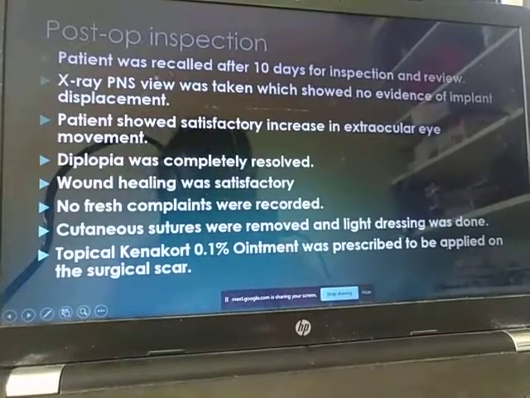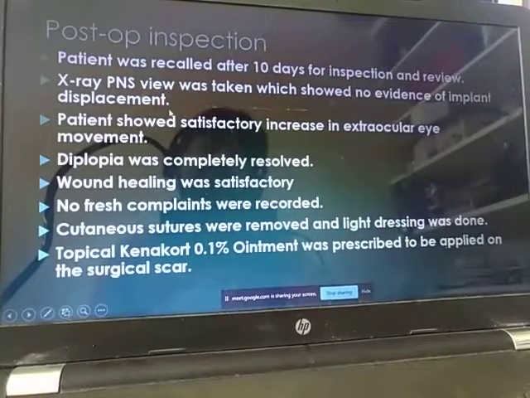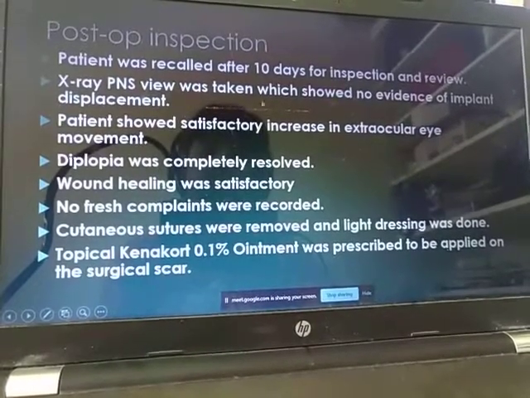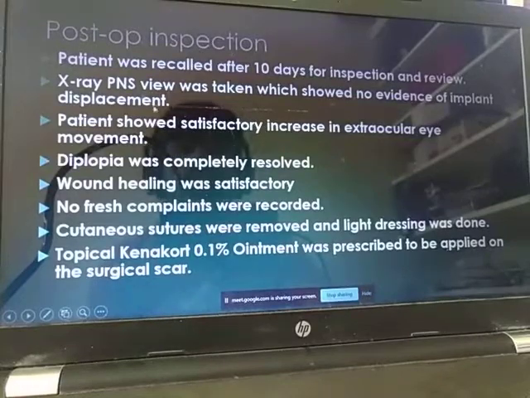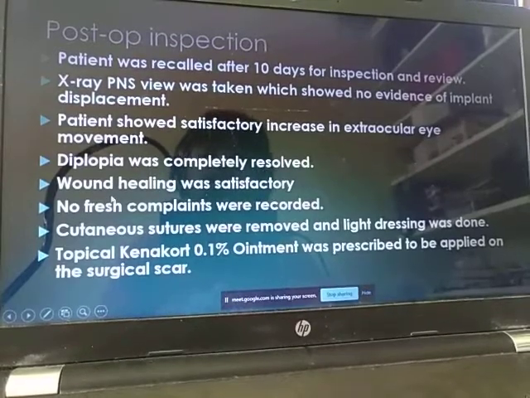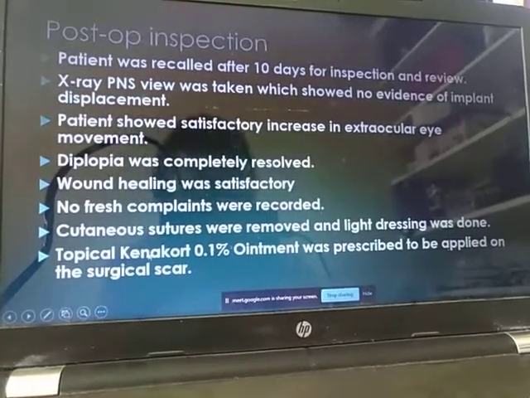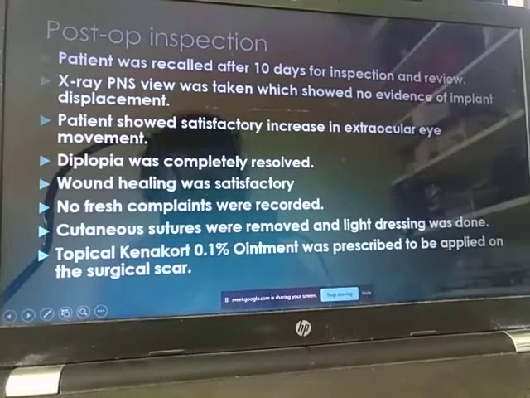Post-op inspection: the patient was recalled after 10 days for inspection and review. The X-ray of PNS, that is paranasal sinus, was taken, which showed no evidence of implant displacement. The patient showed a satisfactory increase in extraocular eye movement. Diplopia was completely resolved. Wound healing was satisfactory. There were no fresh complaints. The cutaneous sutures were removed and a light dressing was done.